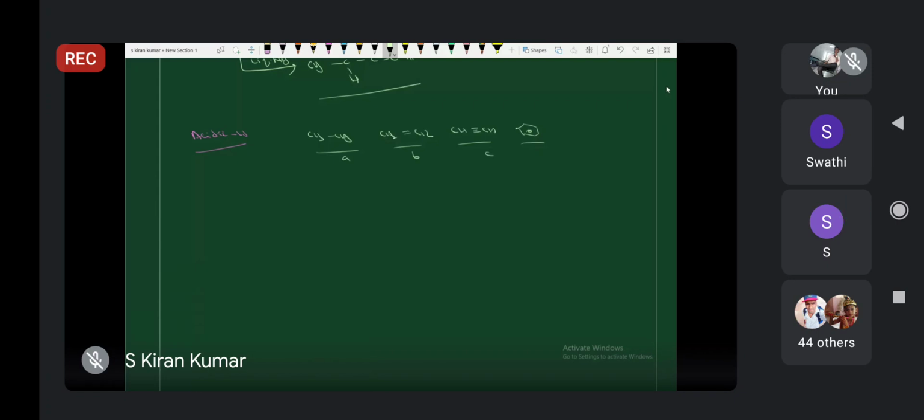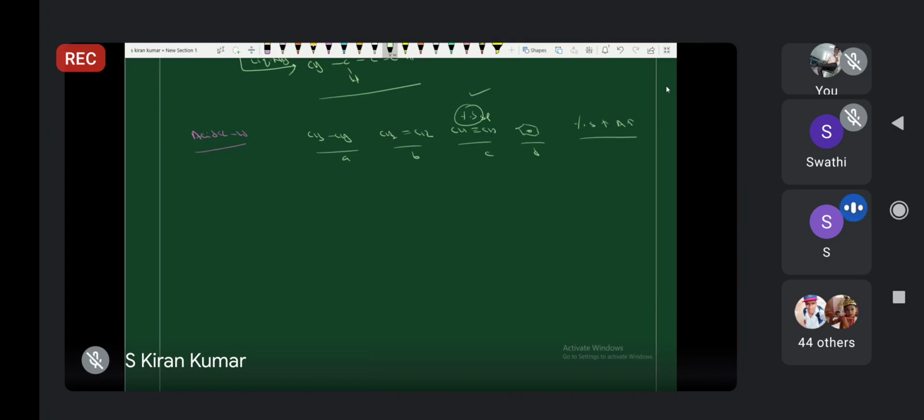A, B, C, D. Which is more acidic? C is more acidic. Why is C more acidic? Because of the percentage of s character in sp hybridization. When the s percentage increases, the acidic nature increases. So C is more acidic.